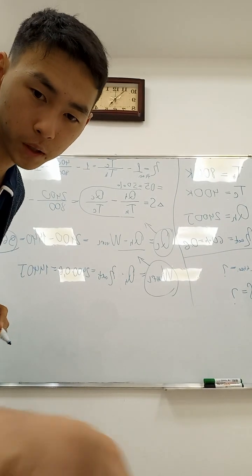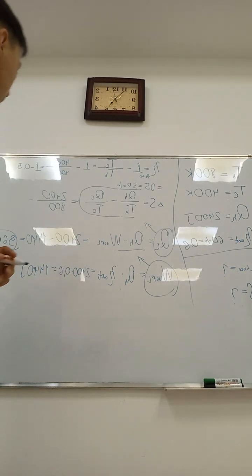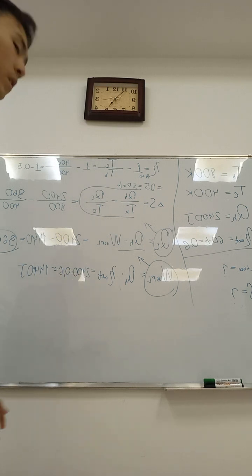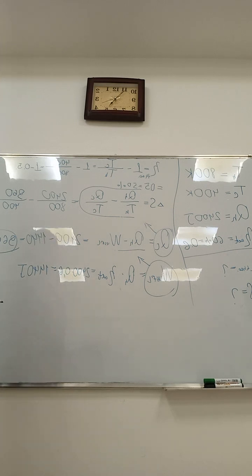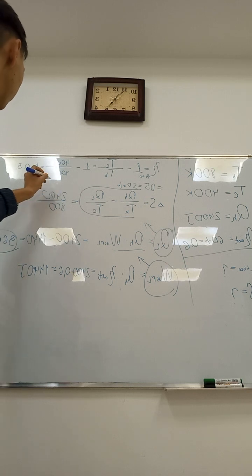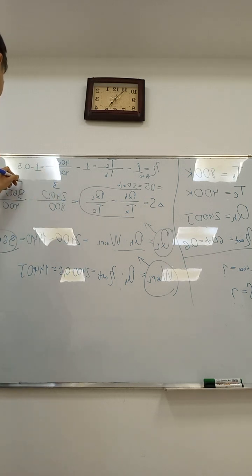960 divided by 400. What do we get? The final answer: it will be 3 here, 2.4. 3 minus 2.4, we have 0.6.